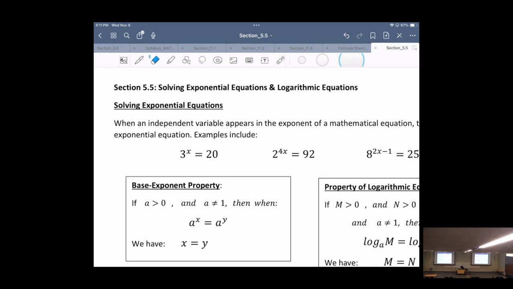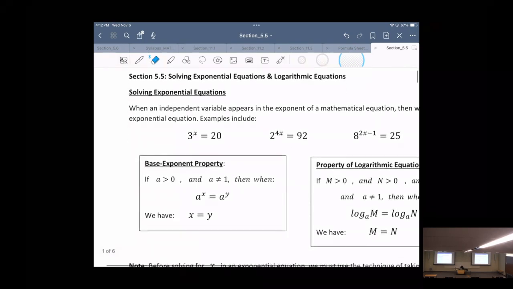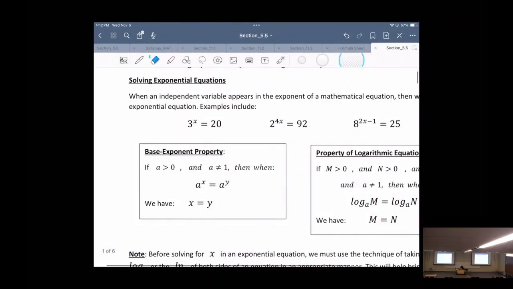Hello everyone, welcome to our discussion of section 5.5 where we will be talking about solving exponential equations and logarithmic equations. Before you start this section, make sure you review the logarithmic properties that we discussed in section 5.4. Make sure you remember those. That's essential for knowing how to use which technique in solving these kinds of problems.